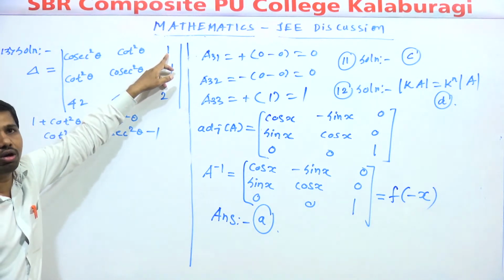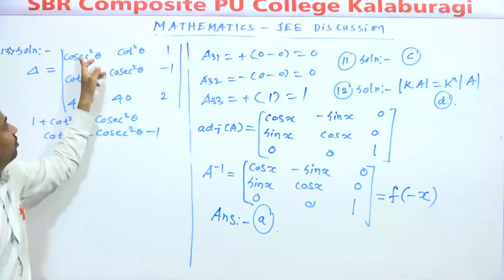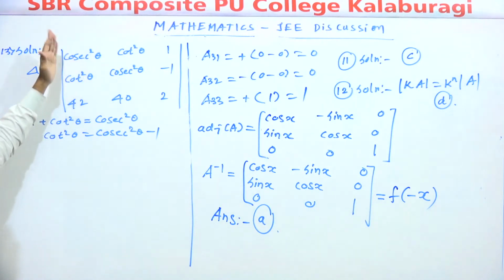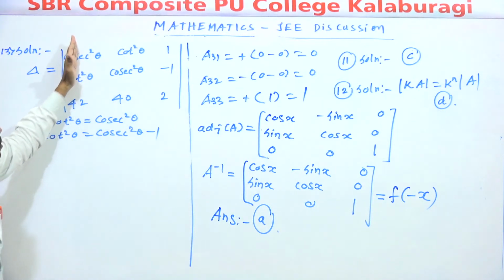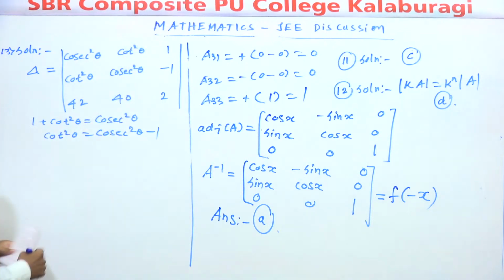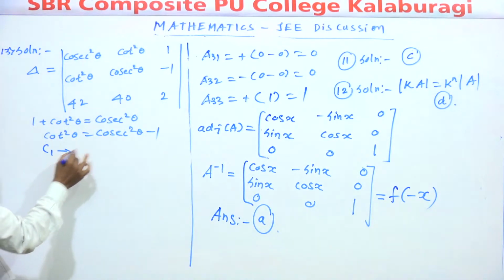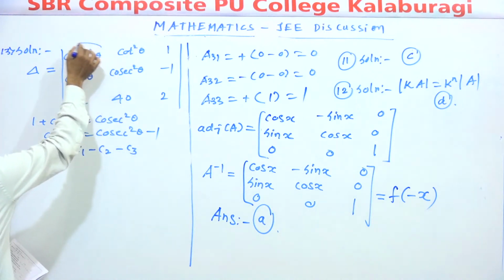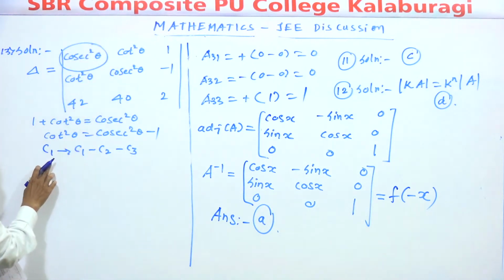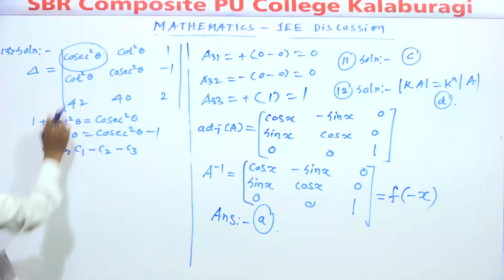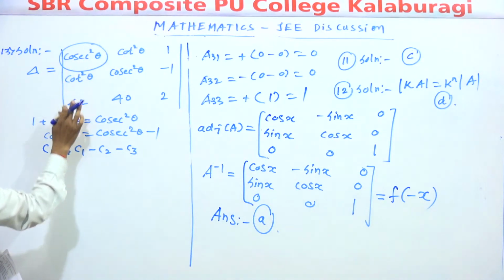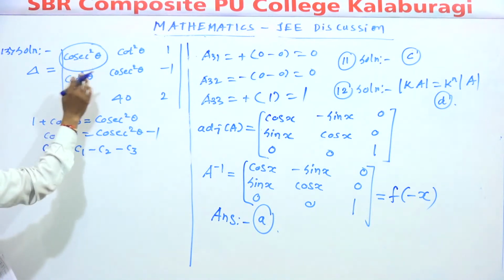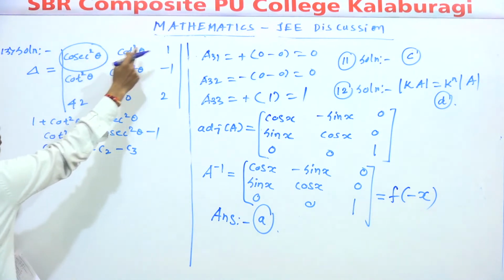1 minus 1 equal to what? 0. So this becomes what? 0. The first element becomes 0. If I apply C1 changes to C1 minus C2 minus C3, for the first element, it will apply for how many elements? 3 elements: cos square theta, cos square theta, and 42, because all belong to C1. When I apply it for the first element, C1 minus C2 minus C3.